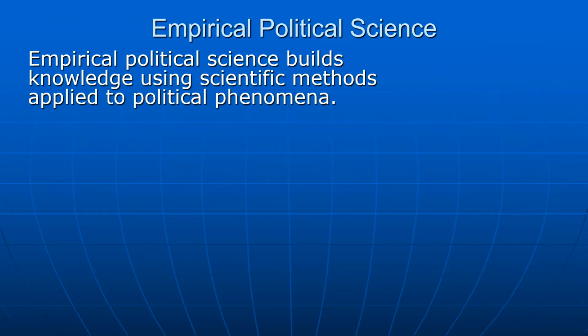When we're talking about empirical political science, we're talking about a specific kind of information process. Empirical political science builds knowledge using scientific methods applied to political phenomena. So we have to identify and define our terms. What do we mean by these?